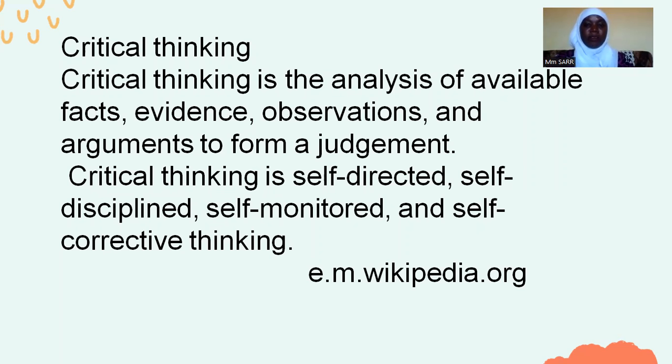Why critical thinking? Because people cannot come to you and tell you something and you believe it. You have to see if it is true, but not staying at the same place. You have to do something about that. You have to analyze, you have to observe, and you have to argue in order to form a judgment. Don't judge without knowing the ins and outs of the problems.